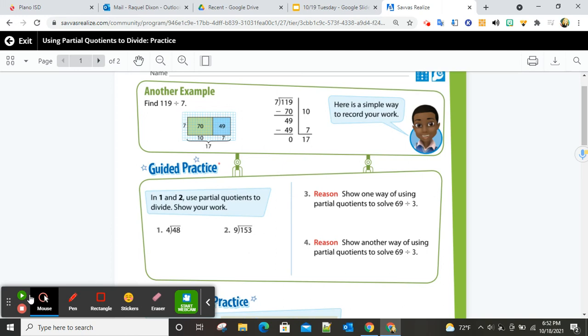Let's look at the guided practice together. If you notice, at the very top of this guided practice, they have an example. You've got examples in your notebook, and you've got the example at the top of the page to help you if you get stuck.